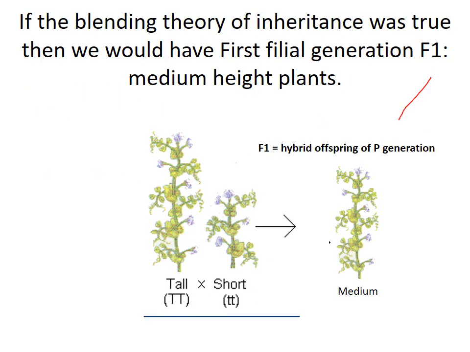not this. He was trying to see if he would get this because a lot of people thought that there would be a blending theory of inheritance happening, but he didn't get medium plants. Because he didn't get medium plants, he knew that blending theory of inheritance was not necessarily being supported by this experiment.